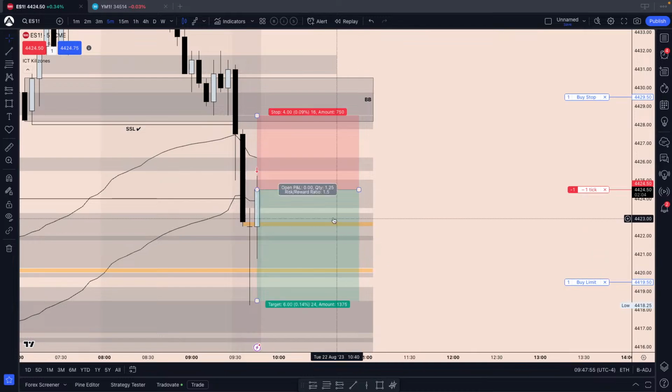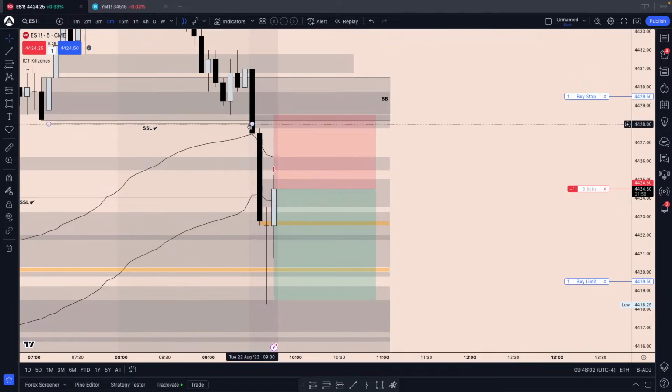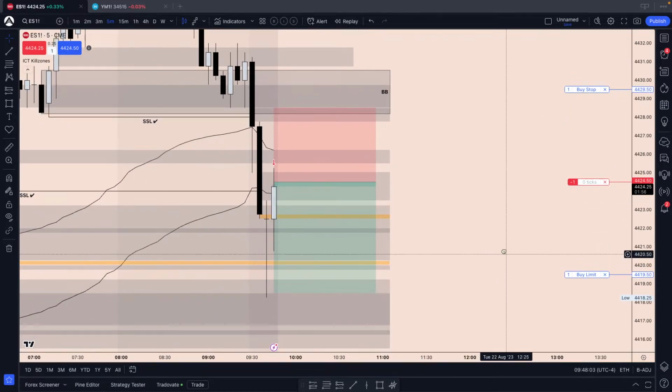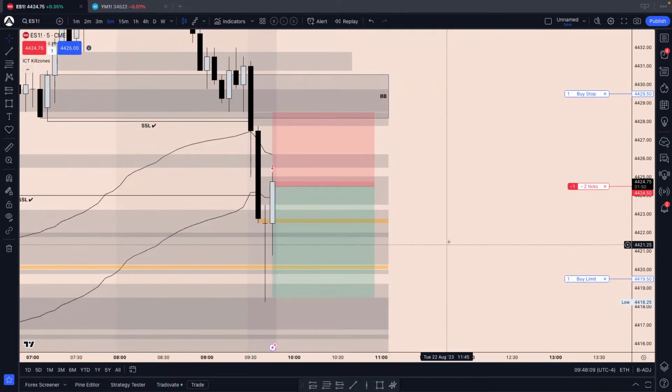If we close above it, I could maybe use it even as support to deliver back into this breaker block, paired with the fair value gap, the inversion, and so on. But as long as we're holding, and ideally I'd like to see that rejection now, I'm going to remain in this trade.